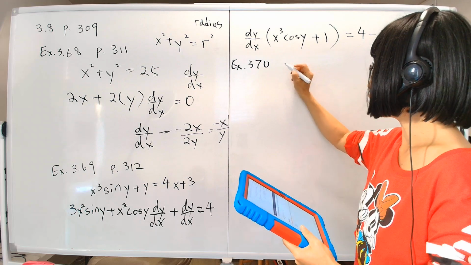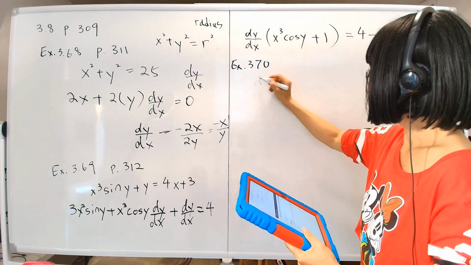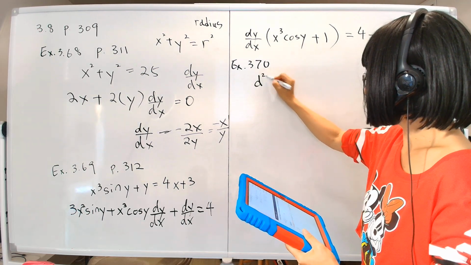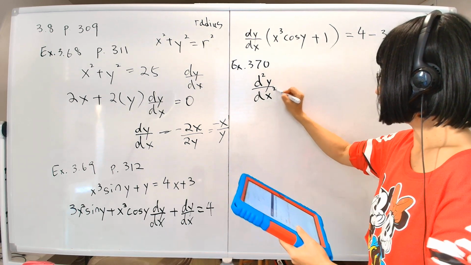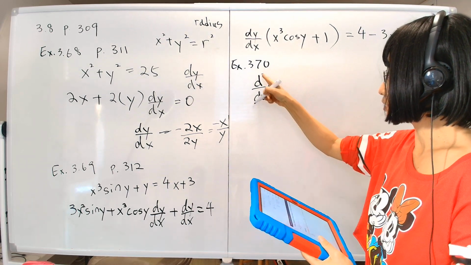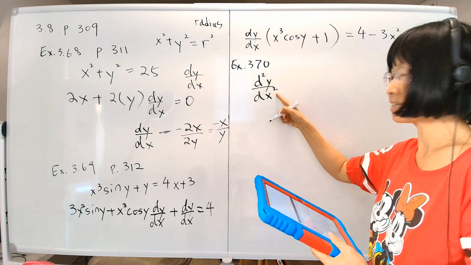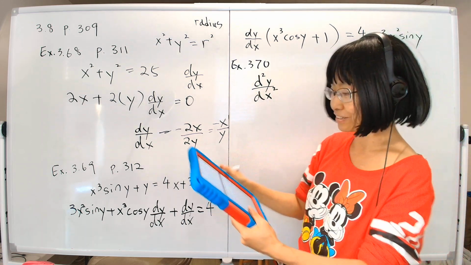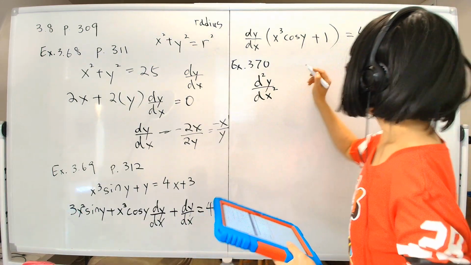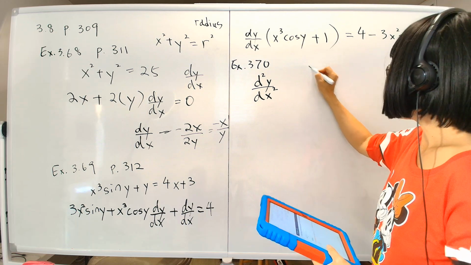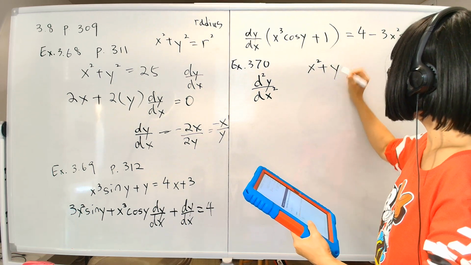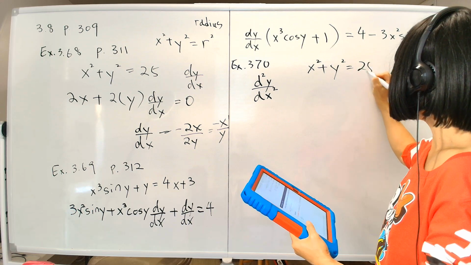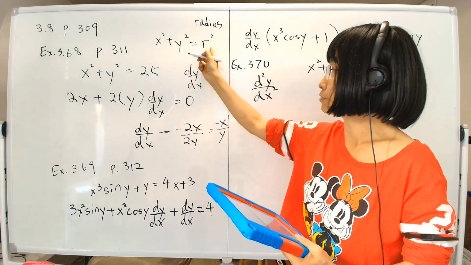But we are going to calculate the second derivative. That is, the second derivative is d squared y over dx squared. Pay attention to where the square goes: the top square goes in front of the d, and the second square goes in front of the x. Tradition. So we have the same function, x squared plus y squared equals 25, which is a circle with a radius of 5.